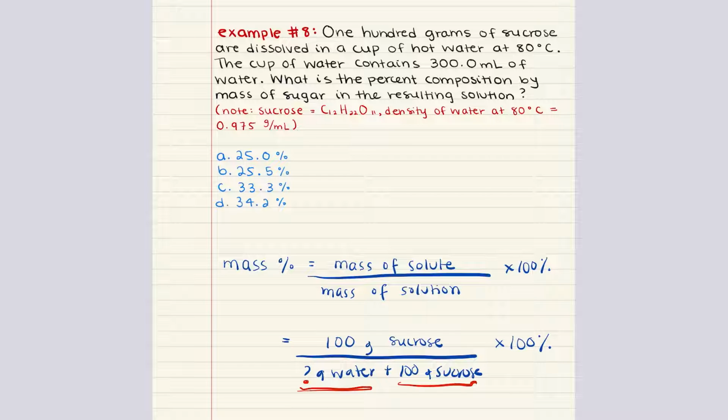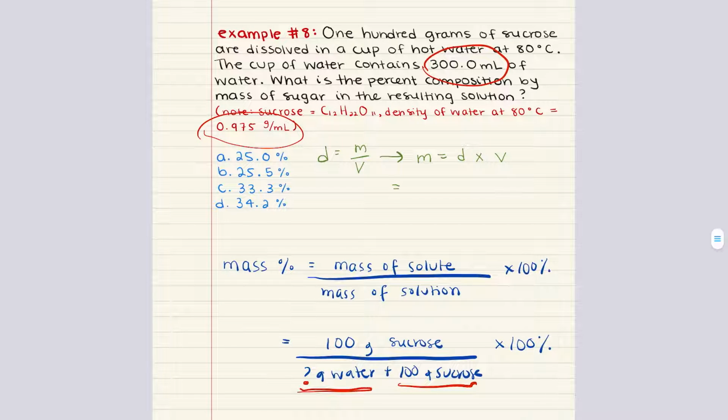Now, we're not directly given the mass of water, but we can figure it out with the information we are given. We have the volume of water, 300 milliliters, and the density of water. Now, density is equal to mass over volume. If we're curious in solving for mass, we can rearrange this expression to get that mass is equal to density multiplied by volume.